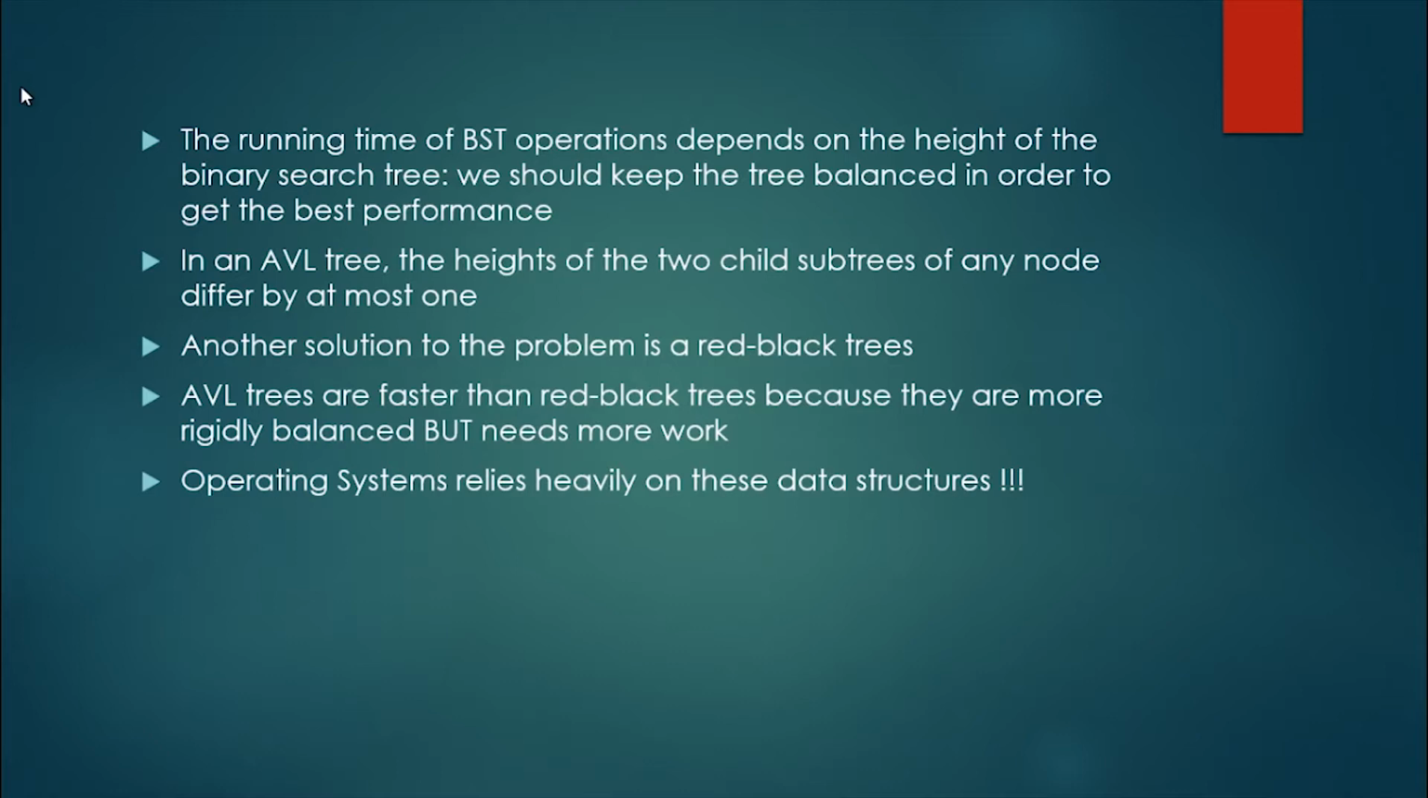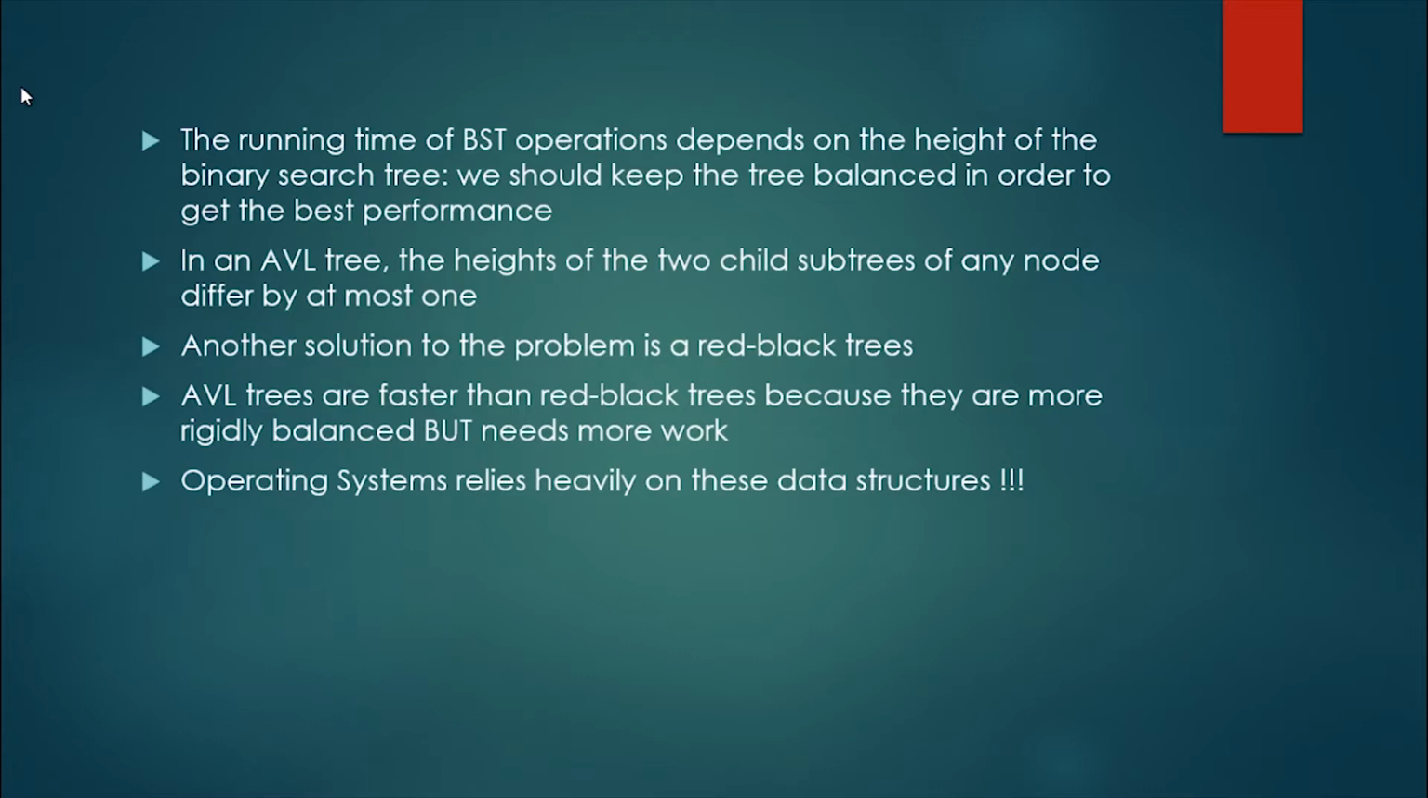So in an AVL tree, the heights of the two child subtrees of any node differ by at most 1. I'm going to talk a bit later about it. Another solution to the problem is the so-called red-black trees. There we do not bother about the height. We are concerned with colors: we assign a red or a black color to every node, and we construct and reconstruct the trees according to these colors.